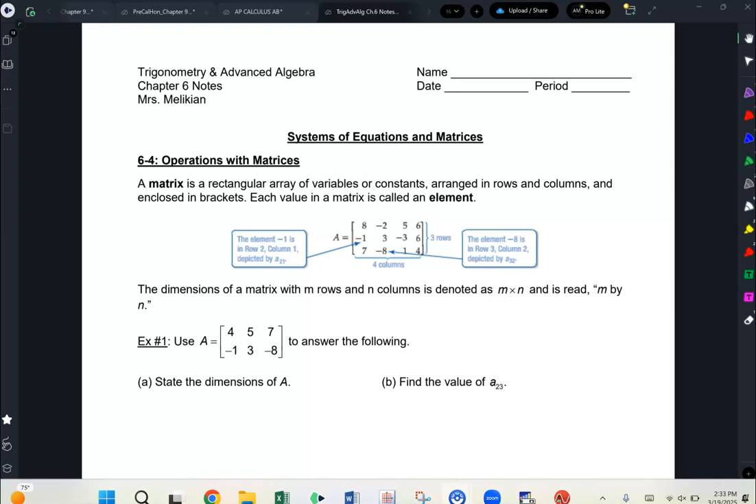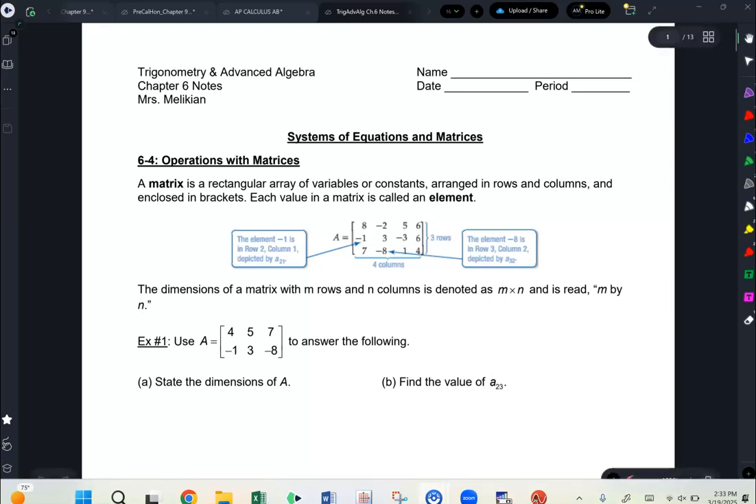Right, so a matrix is a rectangular array. An array is just a rectangular way to sort information. And a matrix can include variables or constants, and they're arranged in rows and columns, right? Enclosed in brackets. Now, each value inside a matrix is called an element.